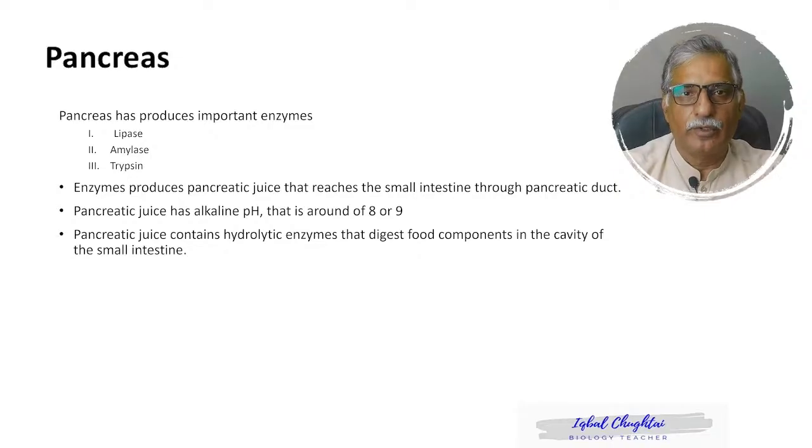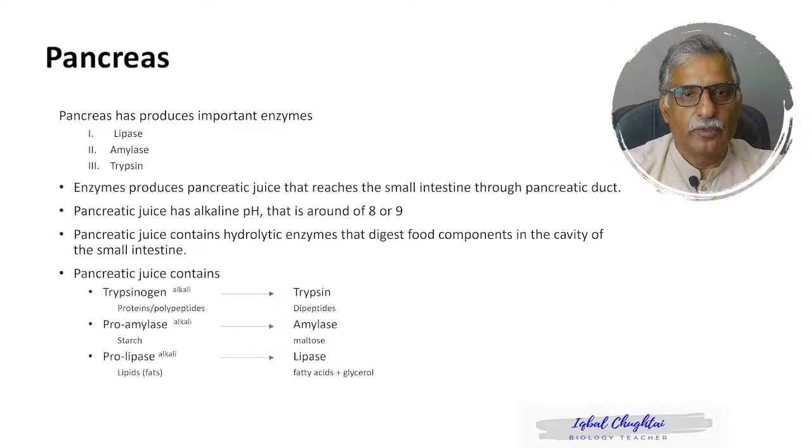These enzymes are produced in an inactive form like trypsin. It is produced in an inactive form known as trypsinogen. When this trypsinogen reaches the small intestine and interacts with the bile, and already pre-activated enzymes, it gets activated to trypsin and it is likely to digest proteins into dipeptides and amino acids.